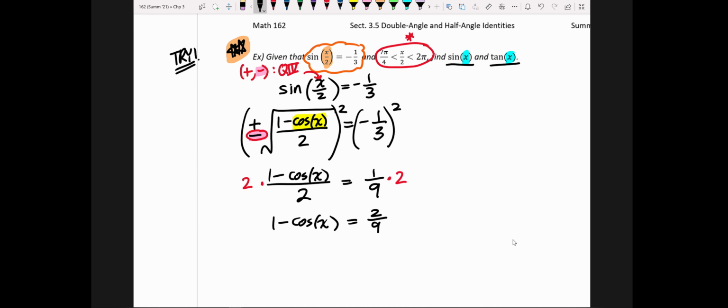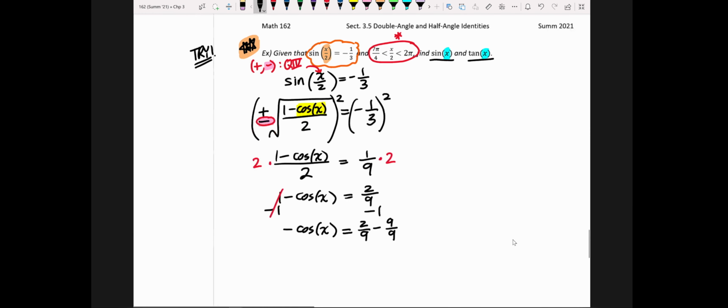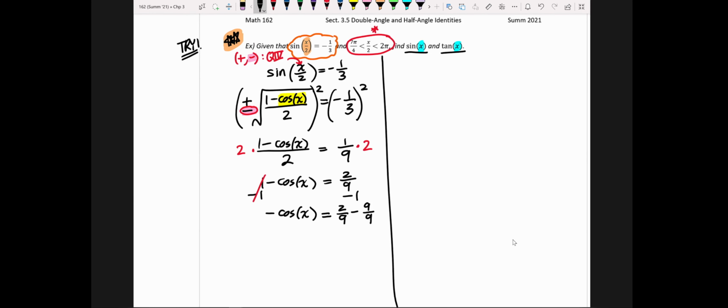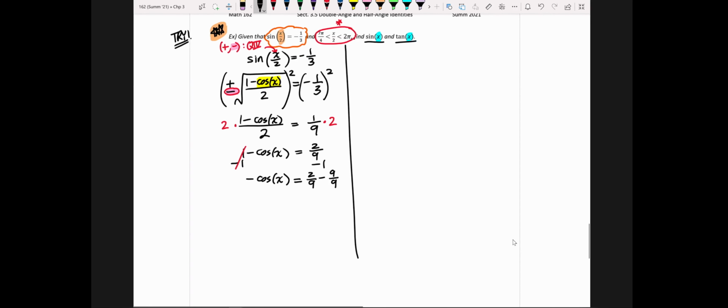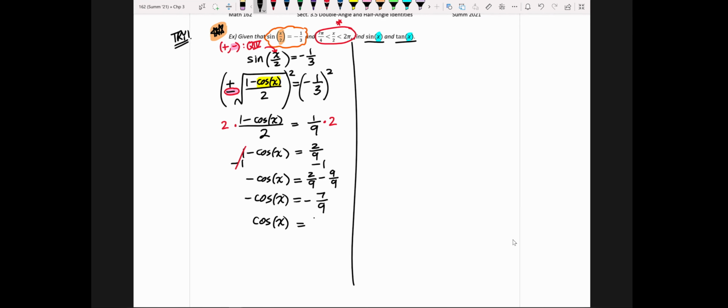Now we can subtract 1 from both sides. So this is negative cosine of x is equal to 2 over 9 minus, we'll say 9 over 9. We can rewrite 1 as 9 over 9. Okay, so negative cosine of x comes out to be negative 7 over 9. So cosine of x is positive 7 over 9.